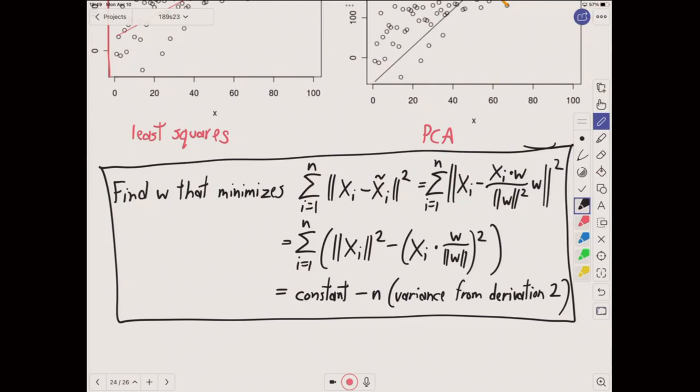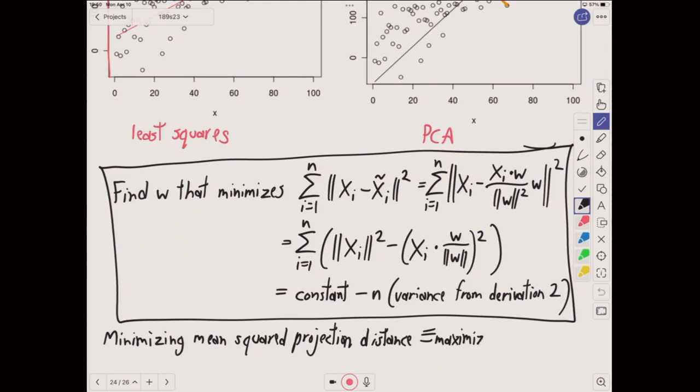And this means that minimizing the mean squared projection distance is equivalent to maximizing the variance. And so from this point on, we can just carry on with the same reasoning as in derivation 2 and get the same result, the same conclusions.